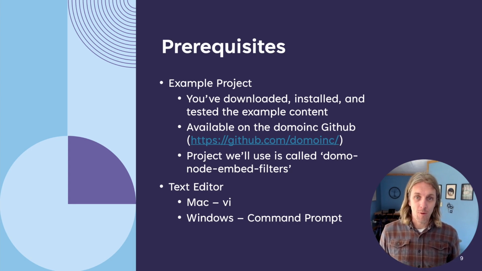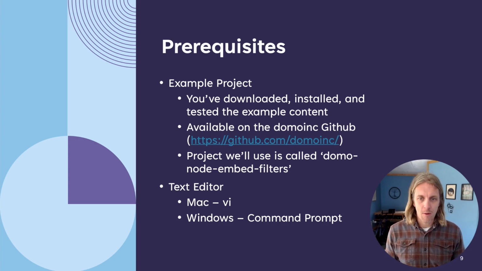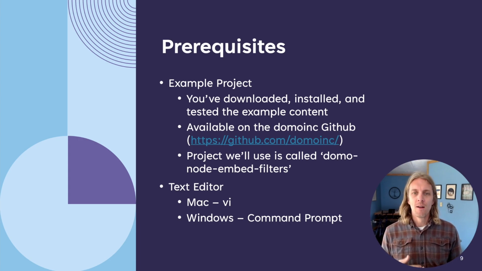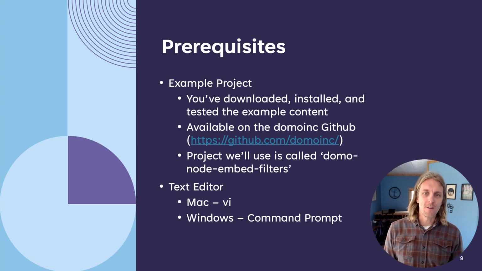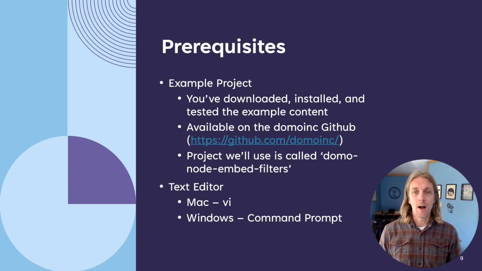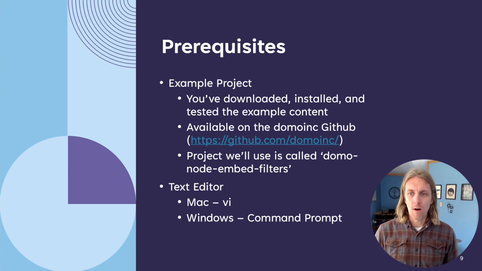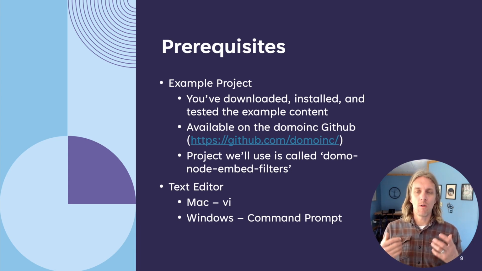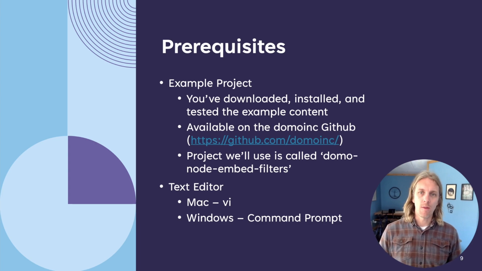Now, for the purposes of the workflow here in this workshop, there are some prerequisites that we have and some assumptions that we're making. The first prerequisite is that you've downloaded the example project. For the workshop, we're going to use an example project that we have on Domo Inc.'s GitHub account. If you go to Domo Inc.'s GitHub, you can see the URL is there. You'll see a project called the Domo Node Embed Filters. This is a pretty basic stripped down web application that will mimic the VitaLogic app that we saw in the example. So go ahead and download that.